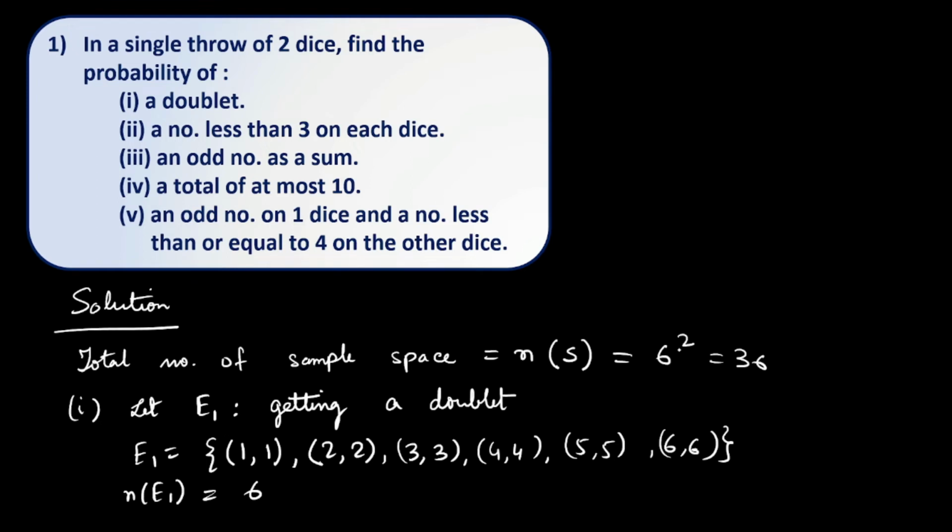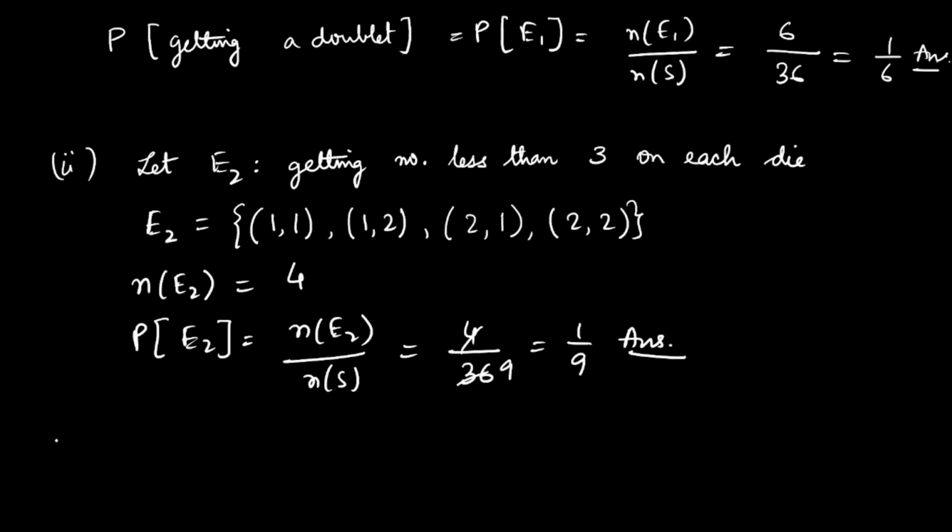An odd number as a sum. So here basically you will be throwing the die in succession and the numbers which you will be getting, the sum of those numbers will be an odd number. So how can you get an odd number? You have to get one odd and one even number in each of the die. That is 1 and 2, 2 plus 1, 3. Like this, you have to make the combinations. So let us define an event E3, getting an odd number as a sum.